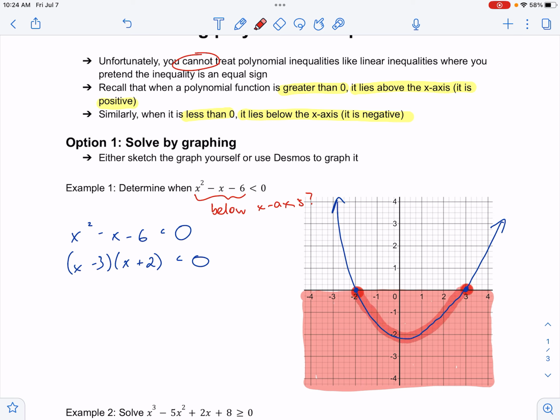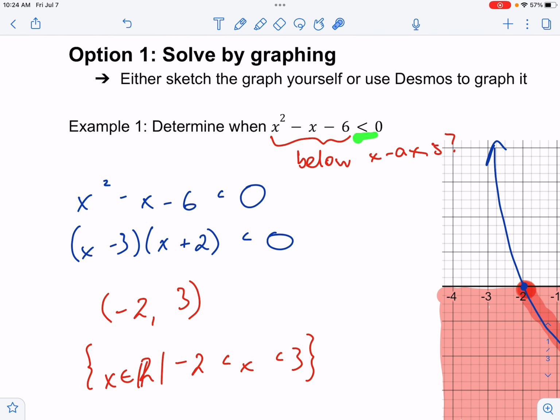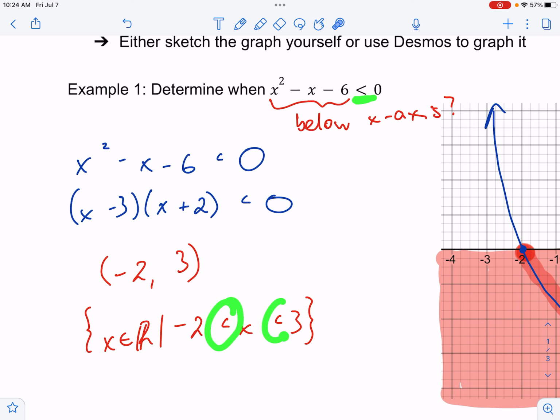This portion of our graph is negative, okay? And so we can write that in two ways. We can write it in interval notation, between -2 and 3, or we can write it in set notation: -2 is less than x is less than 3. Recall that our question was asking simply less than. It didn't also have the less than or equal to. And so here I'm matching the symbol and saying less than.